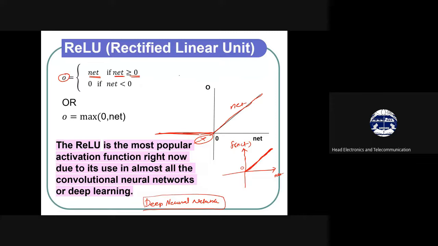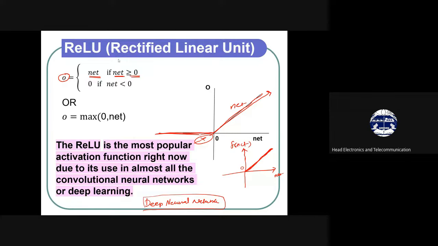It looks like your diode. Okay, so a diode is a rectifier. You can see that if this is your sine wave and you pass it through a diode, this will be clipped, this will be removed and only the positive part will be kept. In the same way here, all the negative net values are thrown out, not passed as output, only the positive part is coming out. Okay, like this. And this is then called a rectified linear unit.